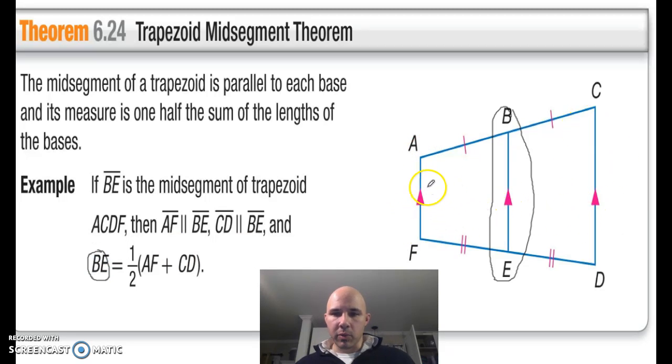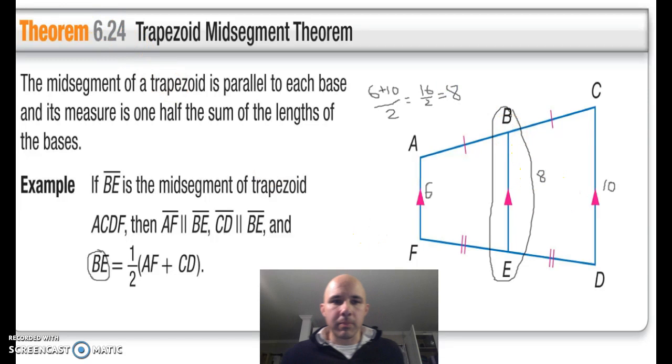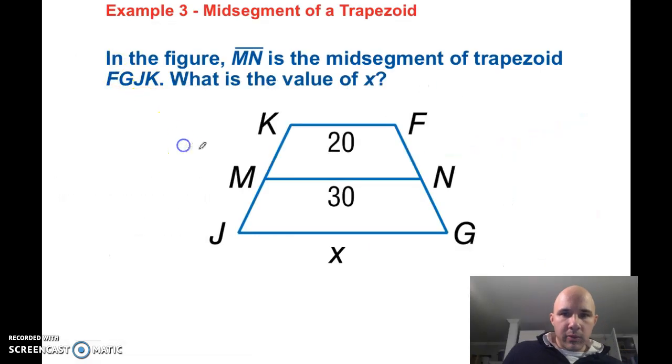So a quick little example would be, let's say this is 6, and let's say this is 10. To find the distance for BE, all you're going to do is 6 plus the 10. You add those numbers up and divide it by 2. Mid-segment, midpoint, 16 divided by 2, and the distance for BE is going to be 8. All right, let me know if you have any questions. Bye.